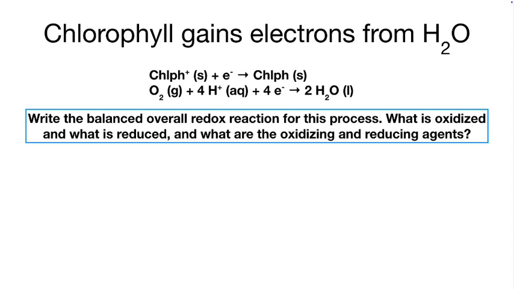Yeah, cool. So write the balanced overall redox reaction for this process. Determine what was oxidized and what was reduced, and what your oxidizing and reducing agents are. So start putting that information together.